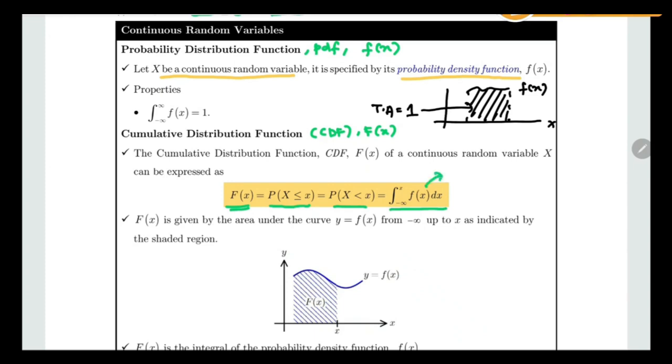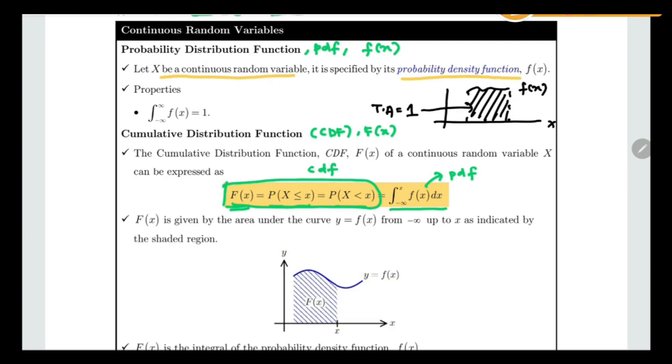Okay, this one we use to find the probability using the PDF. This one is for finding the probability using the CDF. The two are different, depending on the questions.